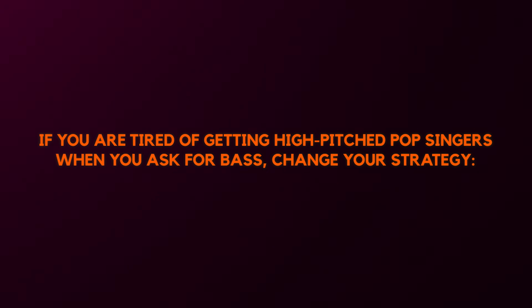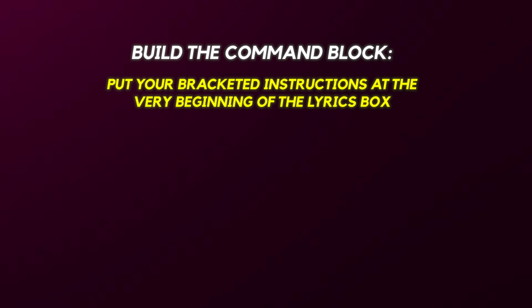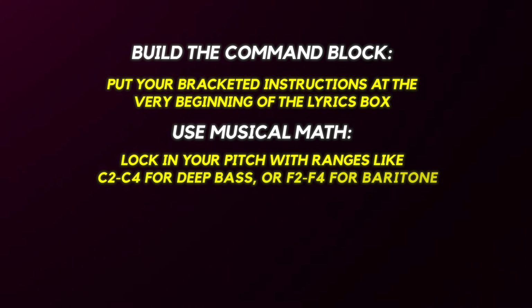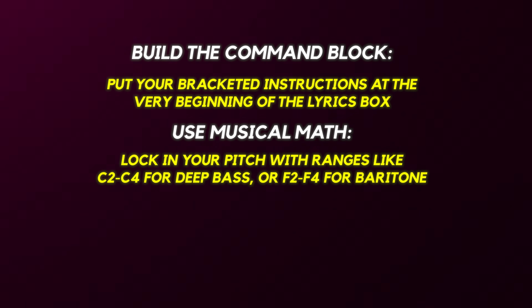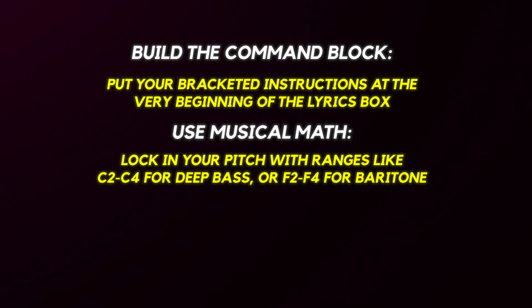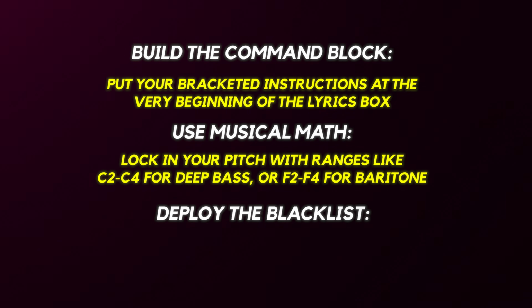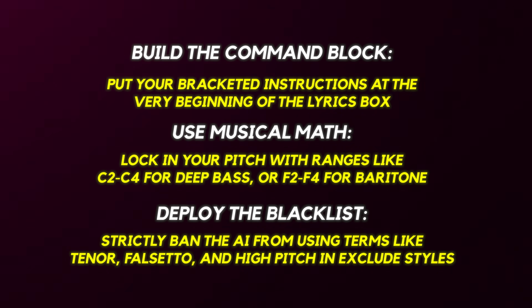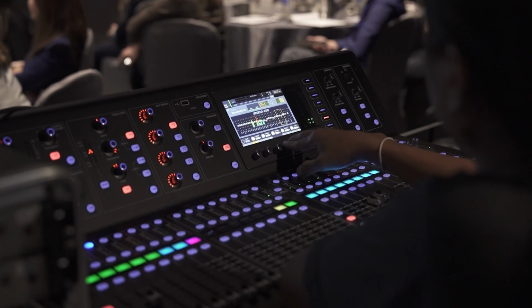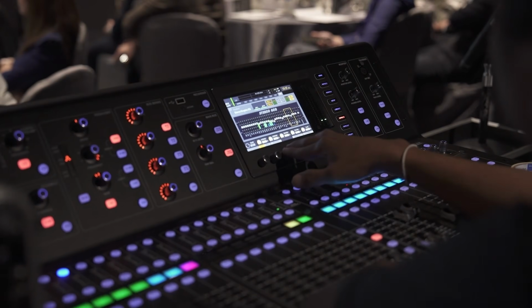Let's summarize the framework so you can start using this today. If you are tired of getting high-pitched pop singers when you ask for bass, change your strategy. Build the command block. Put your bracketed instructions at the very beginning of the lyrics box. Use musical math. Lock in your pitch with ranges like C2 to C4 for deep bass, or F2 to F4 for baritone. Deploy the blacklist. Strictly ban the AI from using terms like tenor, falsetto, and high pitch in exclude styles. Stop relying on adjectives and start engineering your prompts.